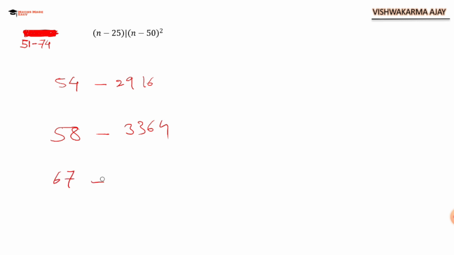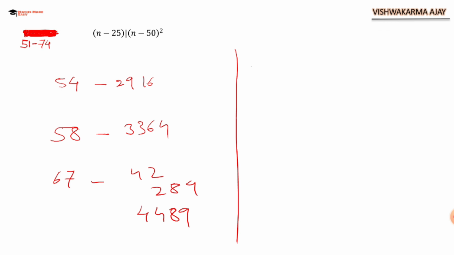67. Since the number is in 3 digits, I am going to carry over. So I got 4489. 73: 48, 529. 5329. That's it.